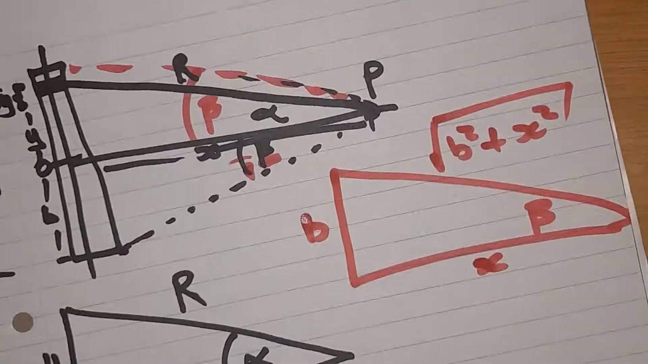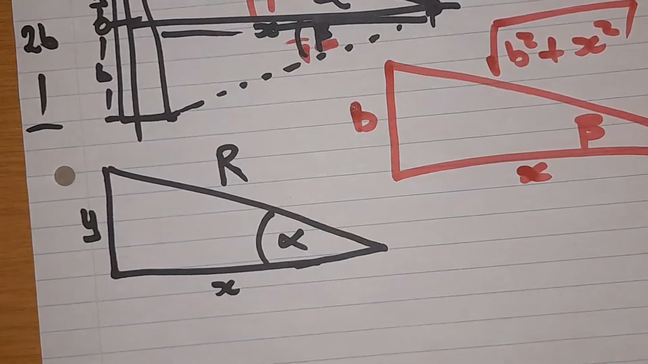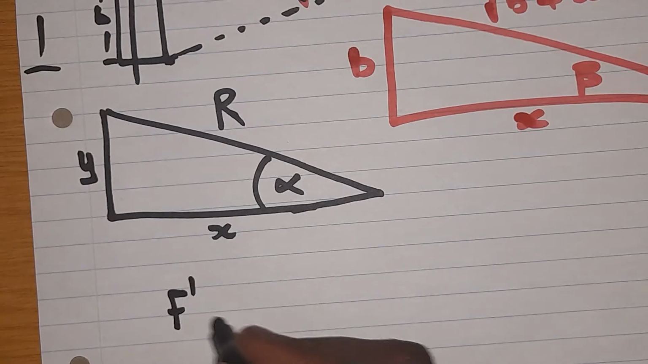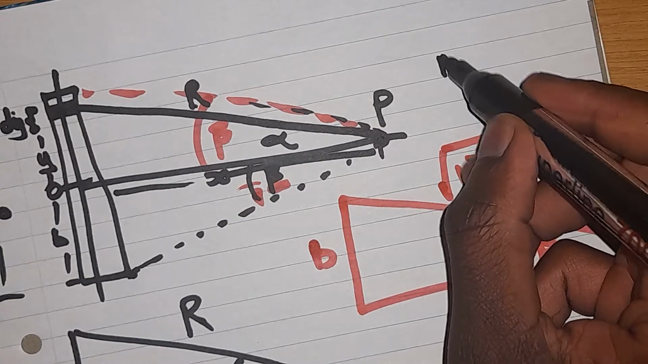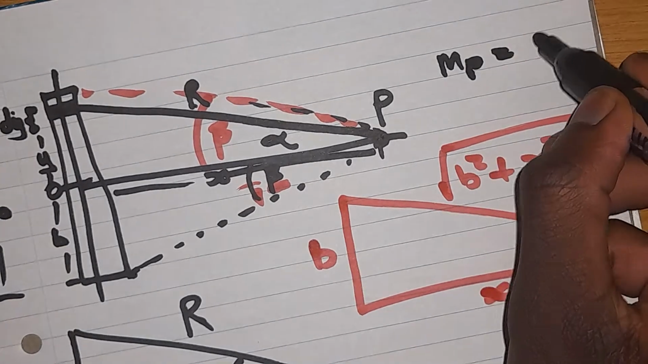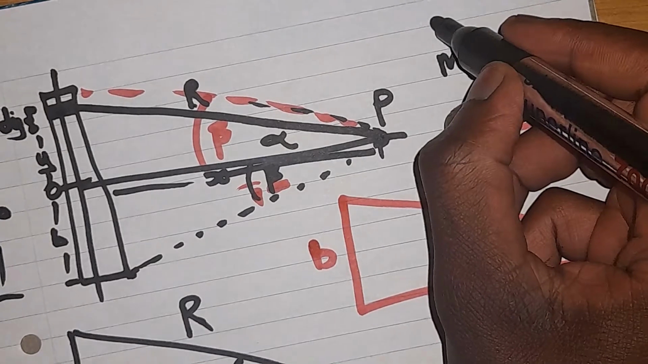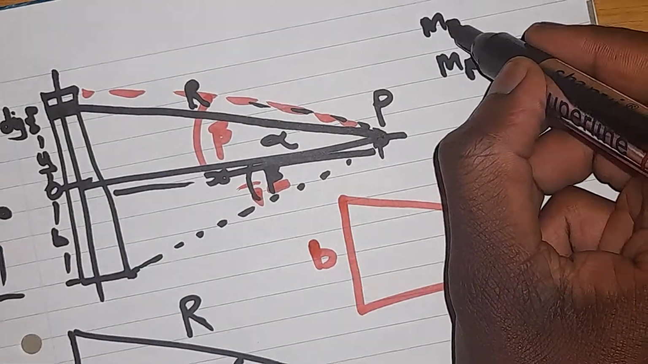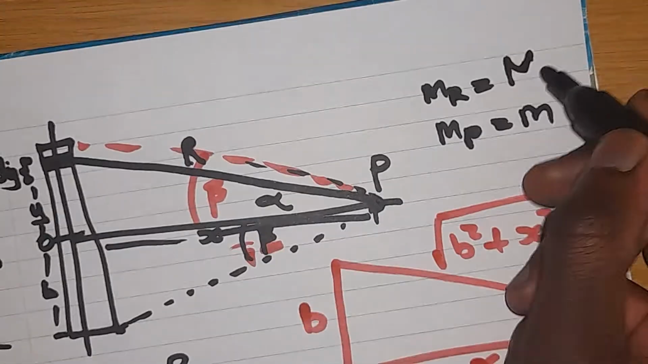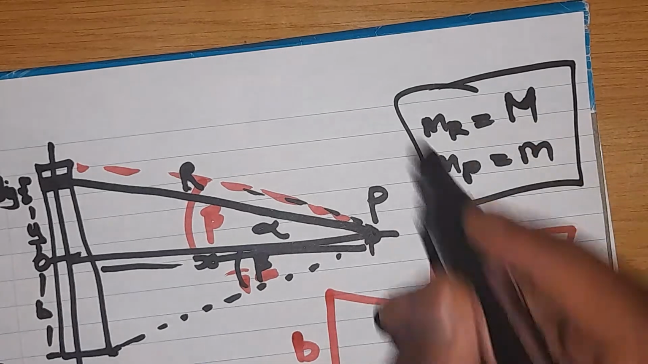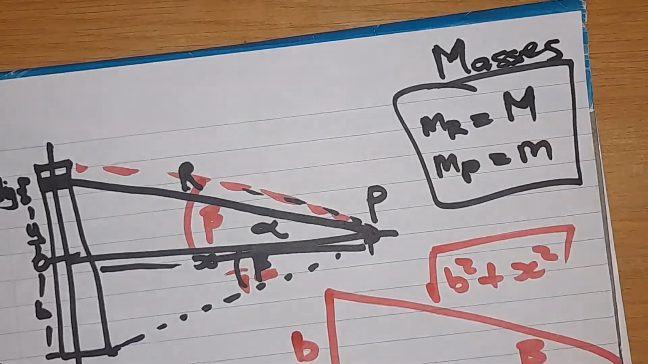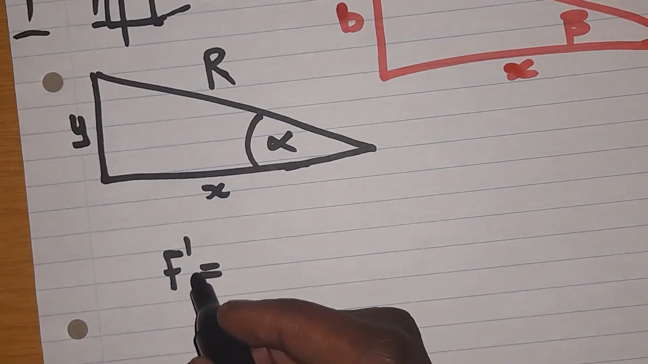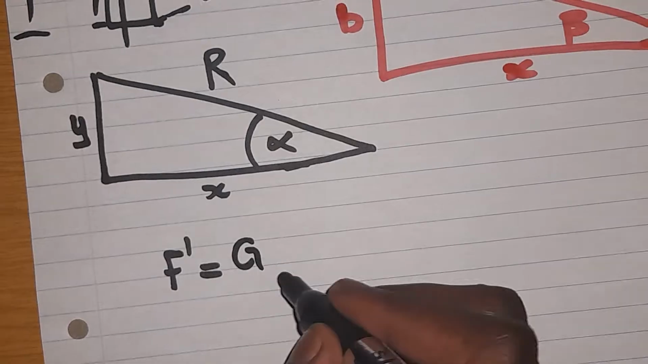Particle P will experience an attractive force due to element dy. If we call that attractive force F prime, F prime is equal to, let's say the mass of particle P is small m, then the mass of the rod is capital M. There, those are our masses. Then our force F prime will be G.